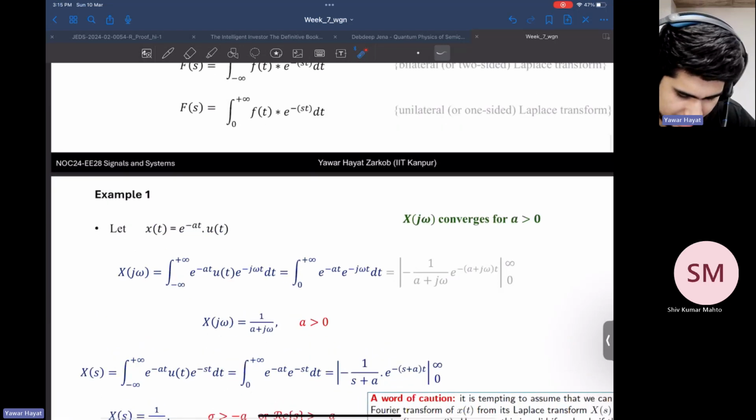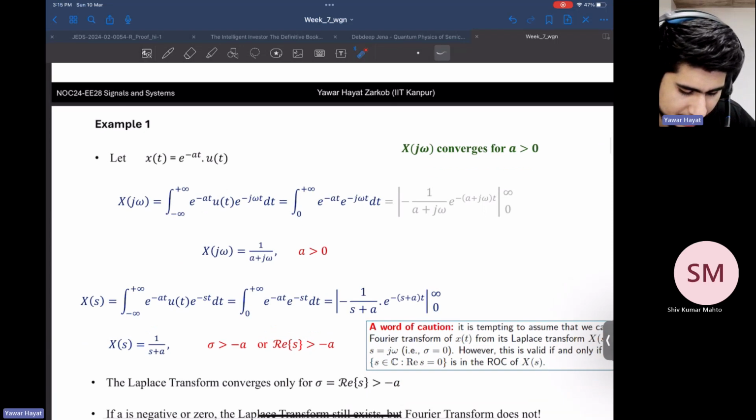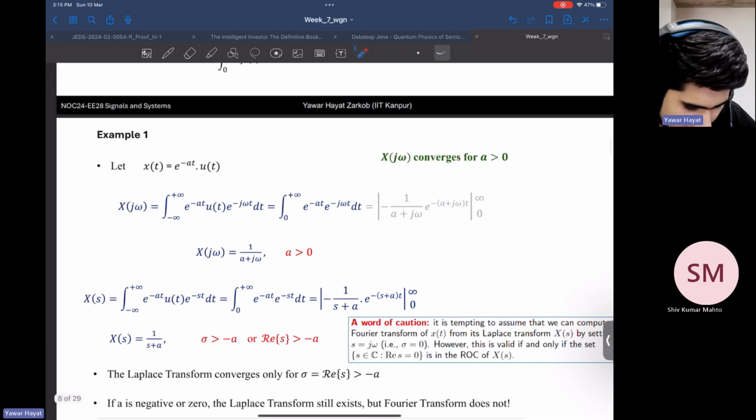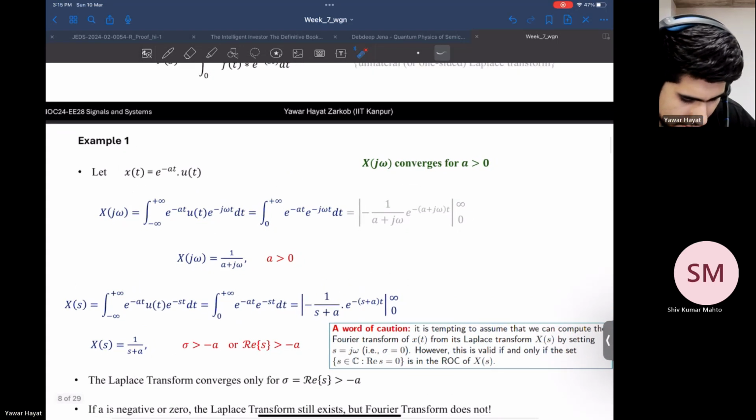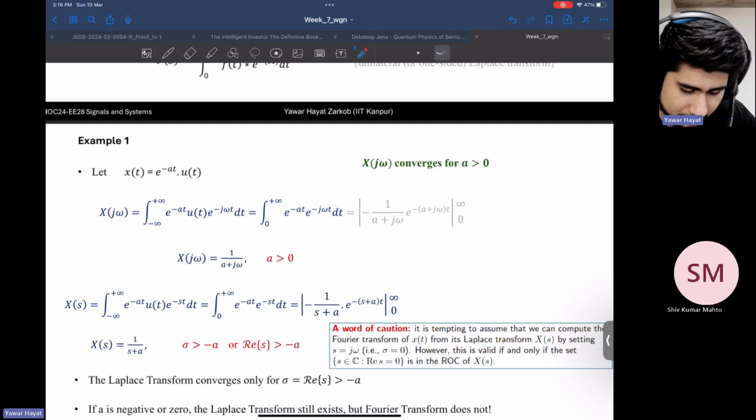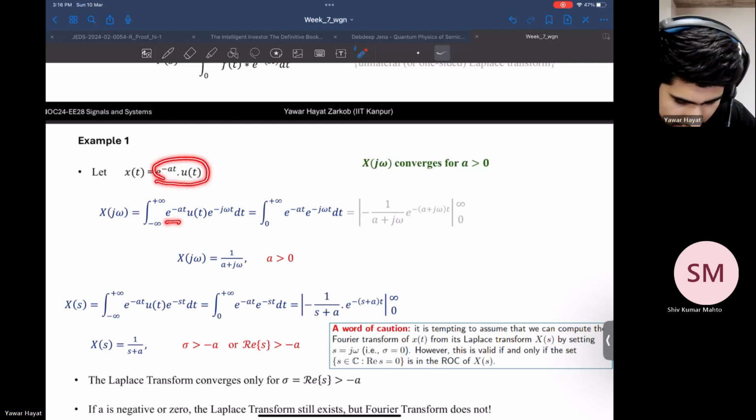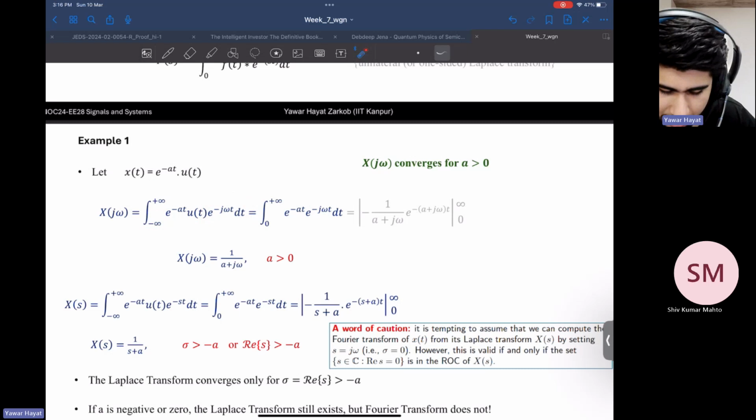Okay, this is the first example. So I'll take two examples to highlight why ROC would be important. So the first example is x of t given by exponential of minus a t times u of t, right? And what would be X of j omega? X of j omega would be the integral from minus infinity to plus infinity of exponential of minus a t, this signal, times exponential of minus j omega t dt. I've used the Fourier transform definition over here, right? We'll also see in this example how the Fourier transform and Laplace transform compare to each other.